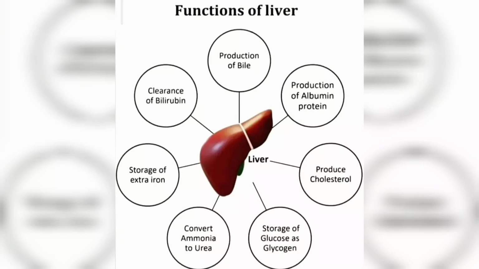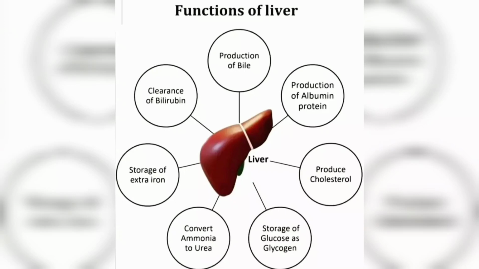Then the third one is storage of extra iron. Extra iron is stored in our liver. Then the fourth one is conversion of ammonia to urea. The harmful ammonia is converted to urea in our liver, then it is excreted from our body through the urine.